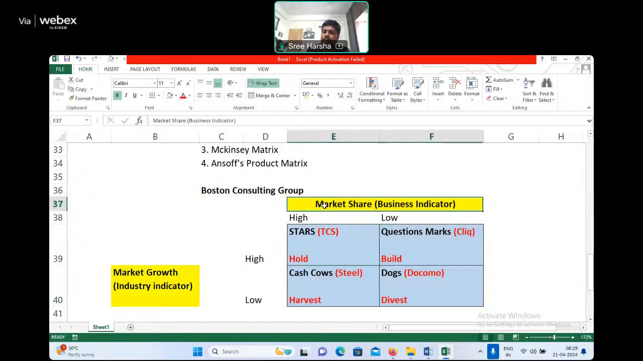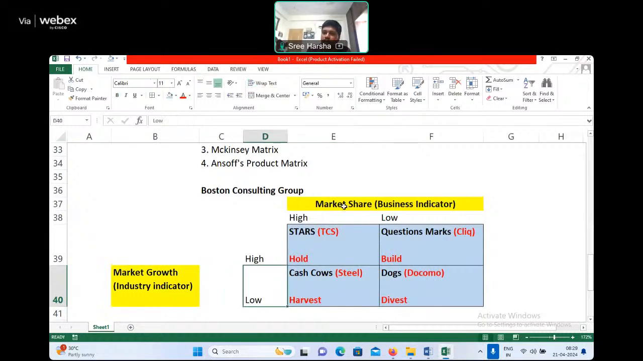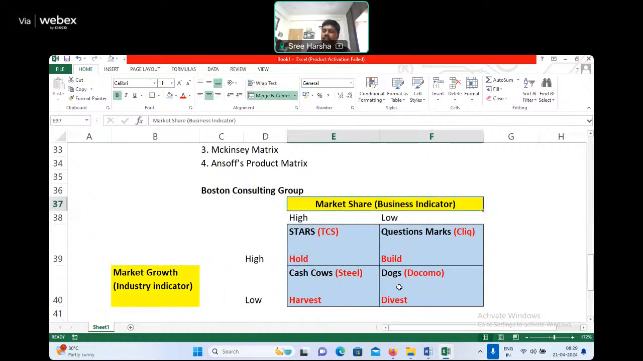Stars are the businesses with high market growth and high market share. Question marks are the businesses with low market share but high market growth. Cash cows are the businesses with low market growth, however high market share. Dogs are the businesses with low market growth and low market share. Adopt 4 different kinds of strategies: build, hold, harvest, and divest.